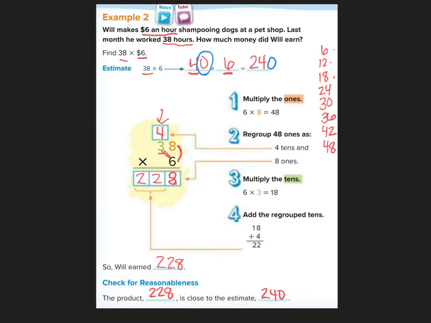If I would have multiplied this and gotten like 2,228, if I would have gotten something crazy like that, I know that's nowhere near 240. But we know that 230 is about 240, right? So we would call that good.